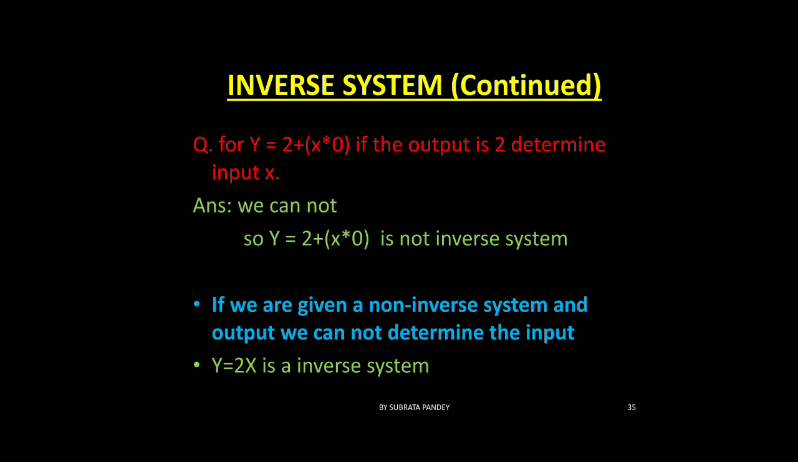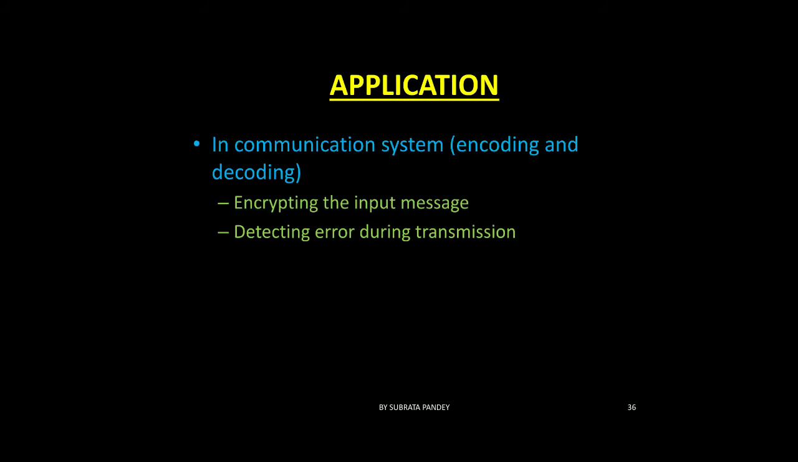Okay, but if we are given y is equal to 2x and we are given output 6, we can easily determine that x was 3. That is why y is equal to 2 into x is equal to 2 into 3 is equal to 6. So y is equal to 2x is an inverse system, but y is equal to 2 plus x into 0 is not. So in a non-inverse system, the output cannot be determined from the input and the system itself.